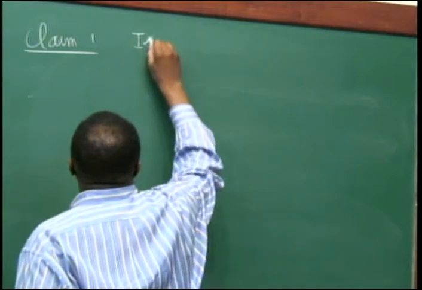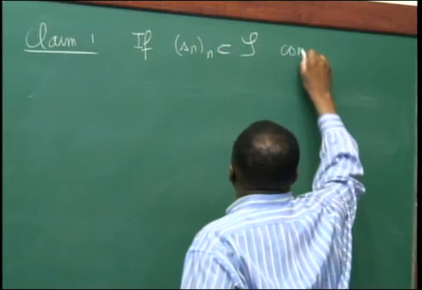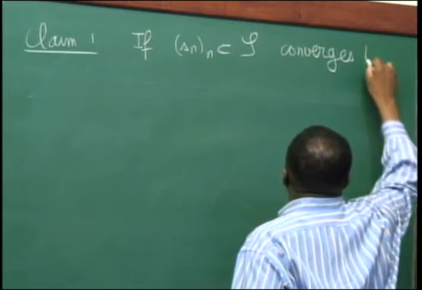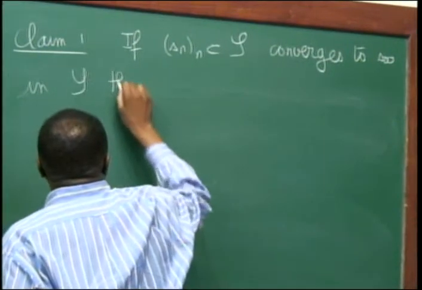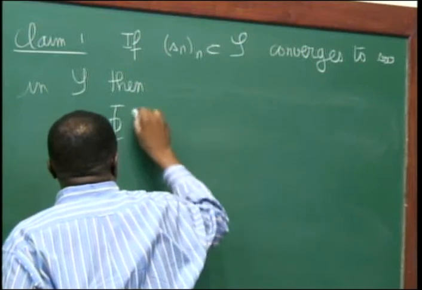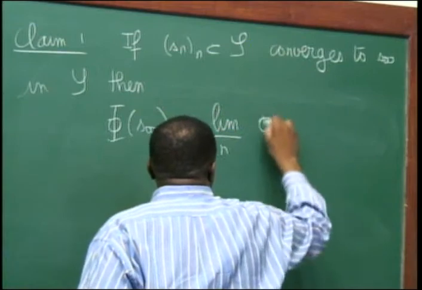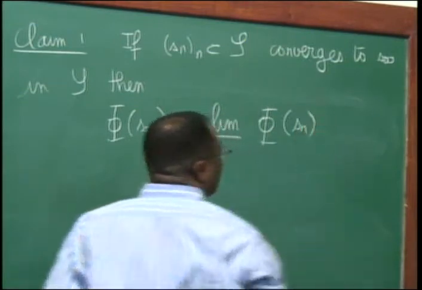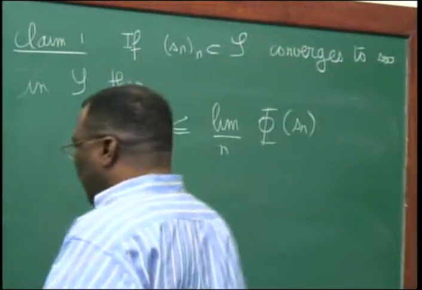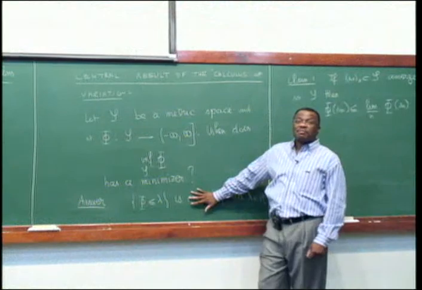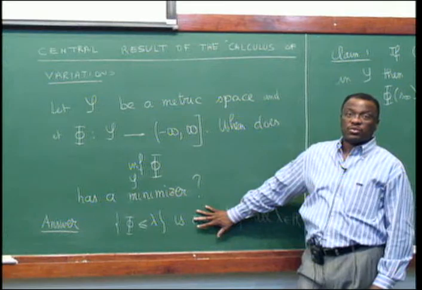I claim that if S_n in S converges to S_infinity in S, then phi of S_infinity is less than or equal to the liminf as n goes to infinity of phi of S_n. So if this level set is closed for every lambda, by definition you say that phi is lower semi-continuous.